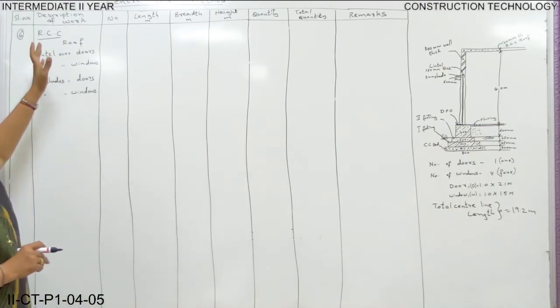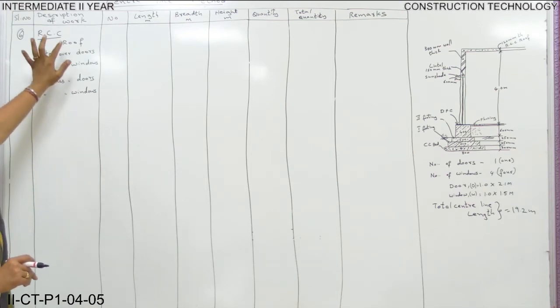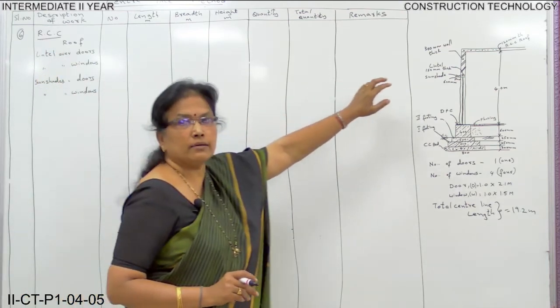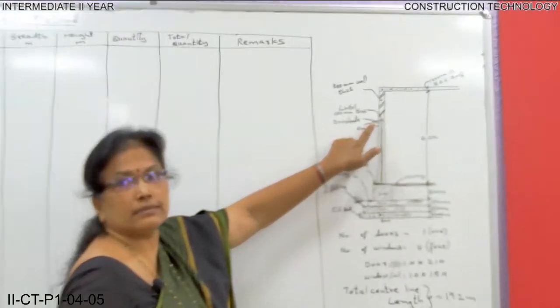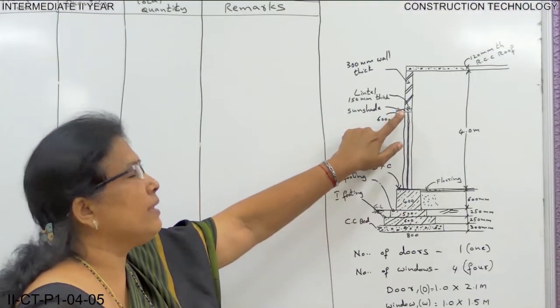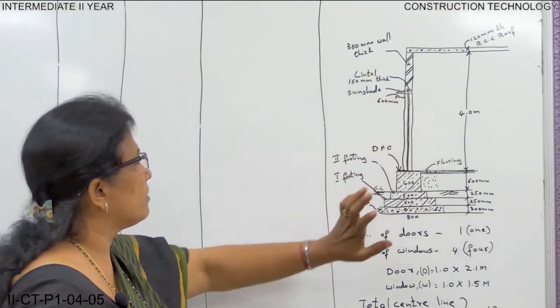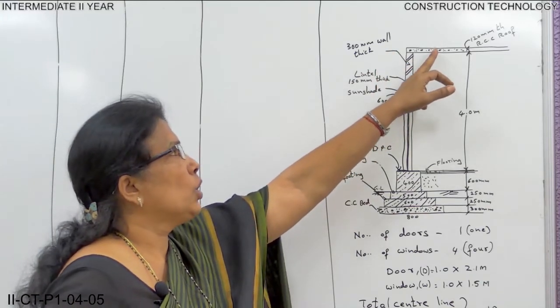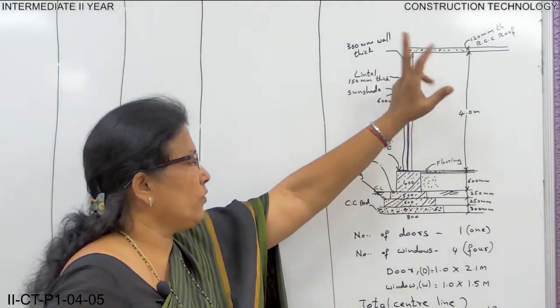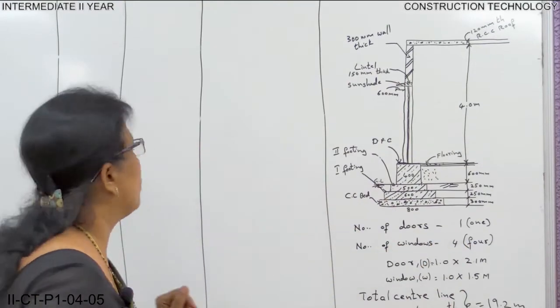Now coming to RCC. The next item is RCC. In that RCC, what items are there? Roof, lintel and sunshade. For every door there is a lintel, and for all the windows we will be having sunshades and lintels. So we have to calculate the RCC for the roof, for one door and for 4 windows.